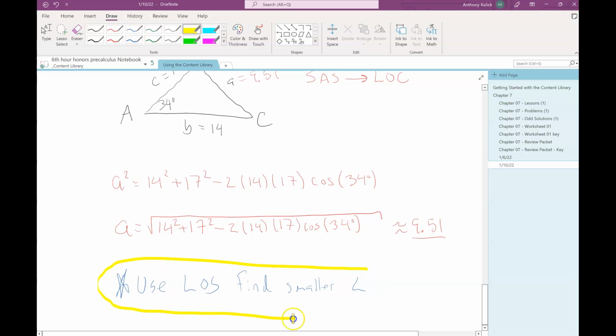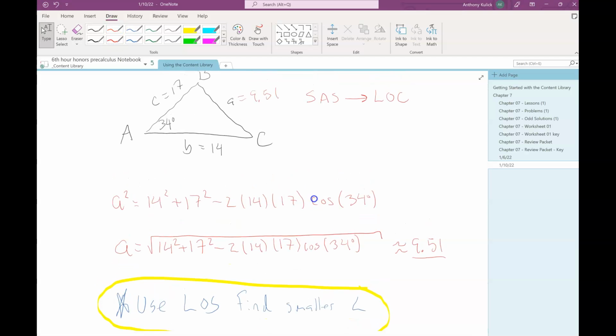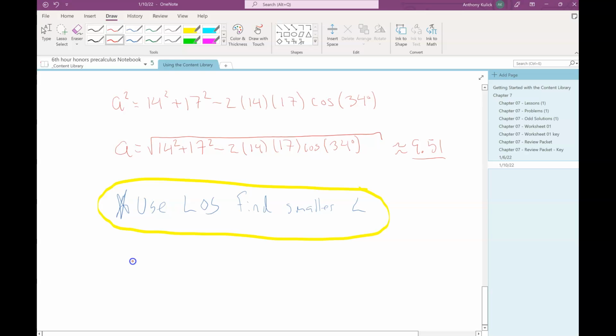But Mr. Kulik, I don't know angle B or angle C. How do I know which one is smaller? Look at the side opposite it, right? Which one is smaller between B and C? B, because side B is smaller than side C. So that's what we're going to be finding next. So we're going to do sine of angle A over side A equals sine of angle B over side B.